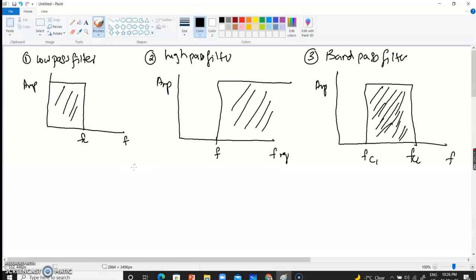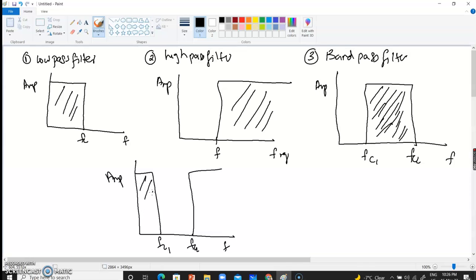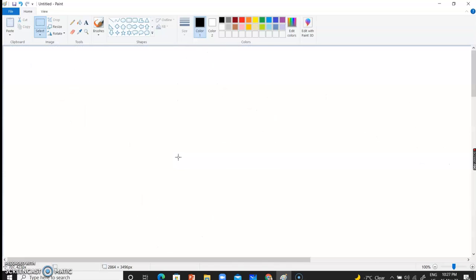And last but not the least, the fourth type of filter is the band stop filter, which will allow all the frequencies below FC1 and above FC2. Here we have the amplitude, right? So this is the region that allows the frequencies, and it will stop the frequencies only in a certain region. So with that being said, there are four types of filters that we normally have to work with.